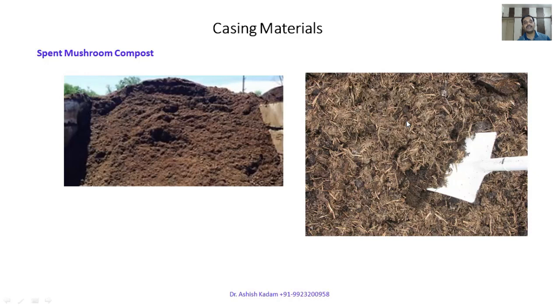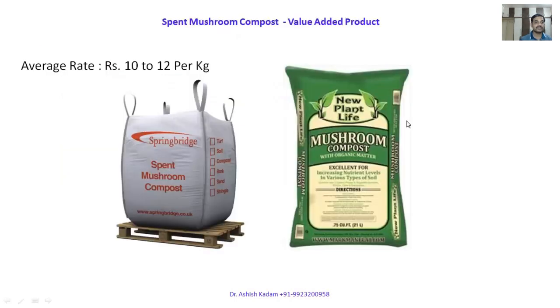But again, here we have to take certain care, because whatever spent compost you get from the farm has to be matured for a certain period. Generally people mature it for 1 to 2 years, and then they use it as a casing material, because the pH has to be neutralized from the compost. That is a very important characteristic of the casing material, so we have to ensure that.